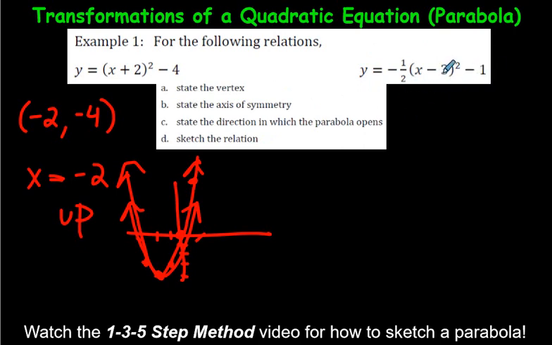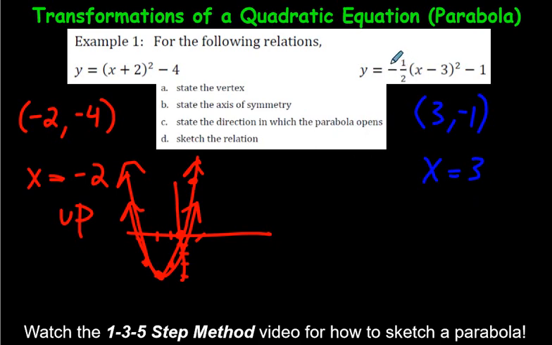So the vertex, remember to take the opposite of what you see in the brackets. It would be 3, and over here it would be -1. So there is our vertex. Axis of symmetry, x would equal the x value of your vertex. X would be 3.